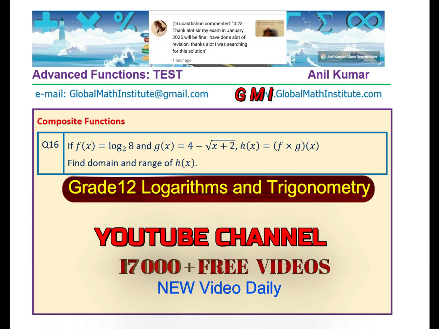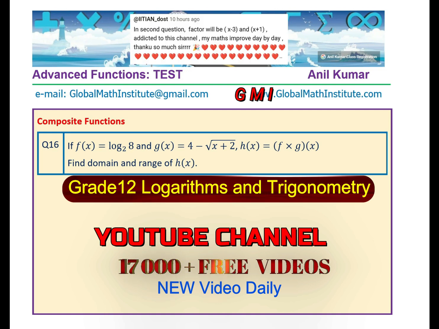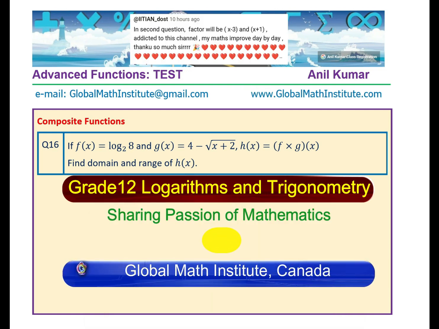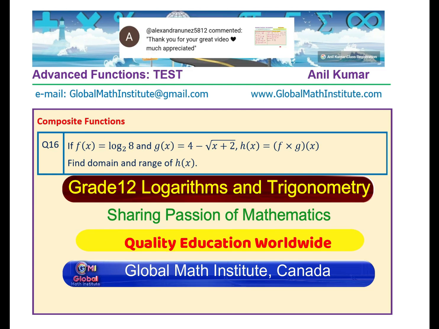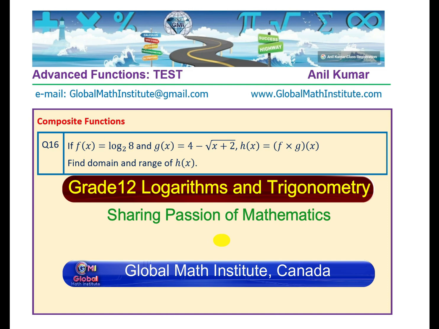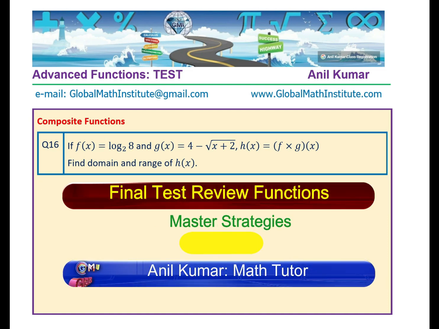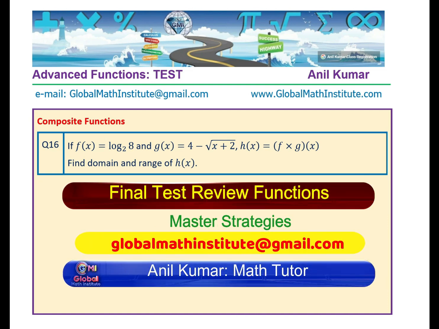Question number 16, where we're looking into domain and range of a composite function. If f of x equals log to the base 2 of 8 and g of x is 4 minus square root of x plus 2, h of x equals f times g of x, find domain and range of h of x.